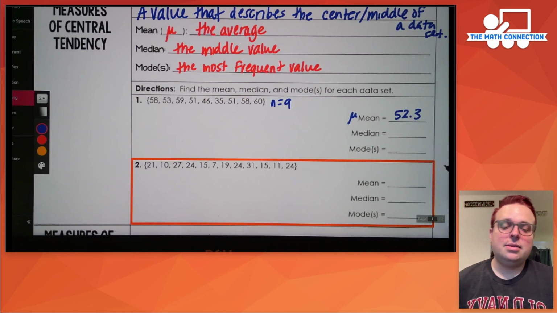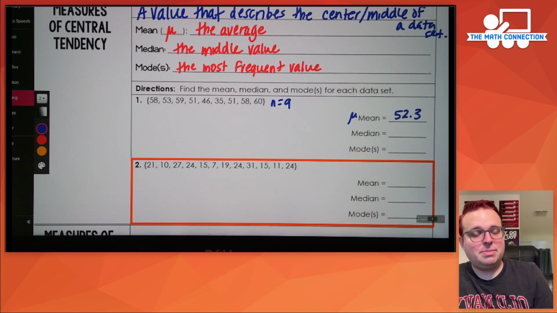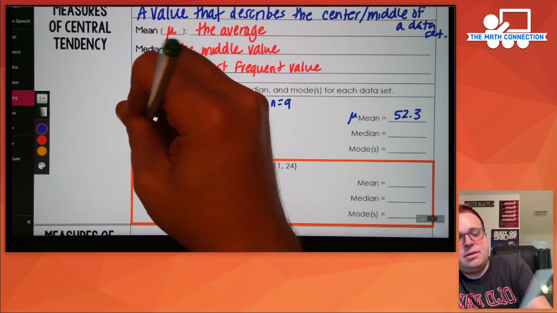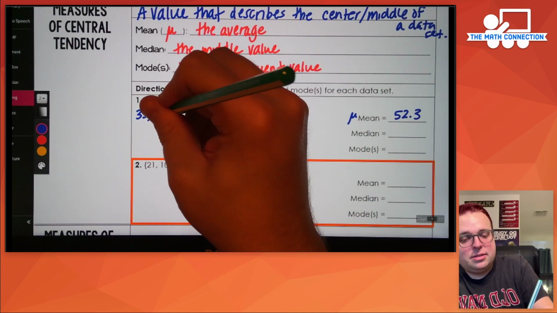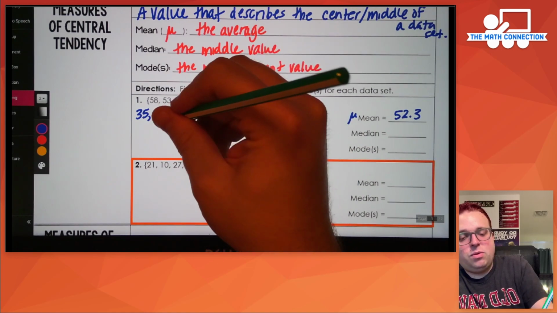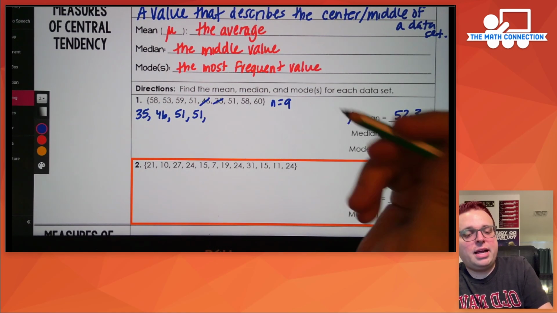Okay, the median. So basically for the median, you need to have your data in order. You need to have that ordered first, so it's from smallest to greatest. So the smallest value is 35. And then the next one up is 46. And then do we have a 50? No, we have 51 twice. Spoiler alert, I think I found the mode.